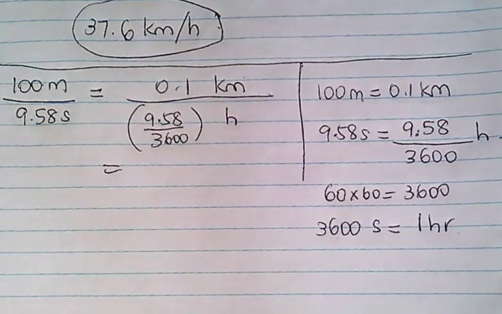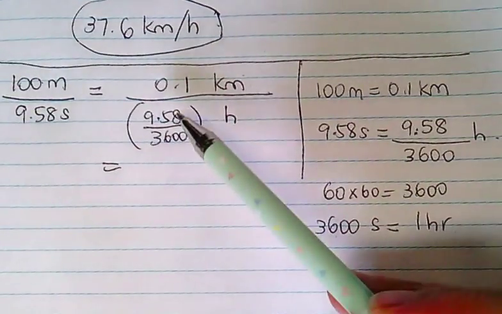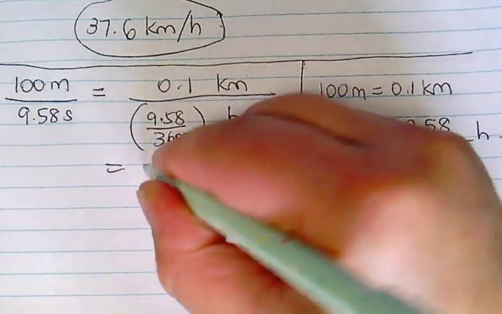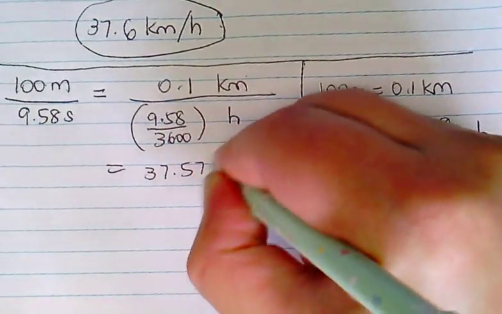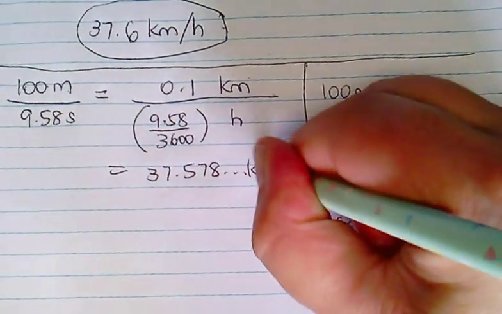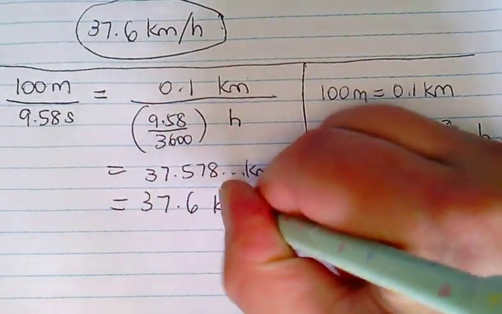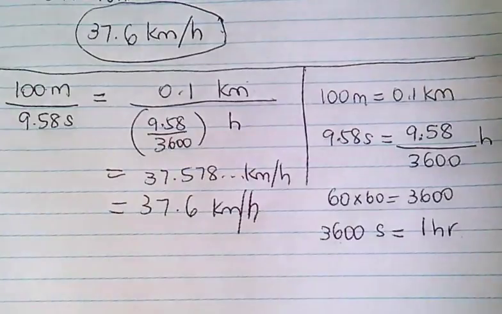So if I want to do this on my calculator, I'll go 0.1, use my divide button, and then I'll use my fraction button to do 9.58 over 3,600. Okay, so just working that out now, I get 37 point, again, the same answer, 0.578, etc. And of course, it's kilometres per hour. Rounded to one decimal place, it's 37.6 kilometres per hour.